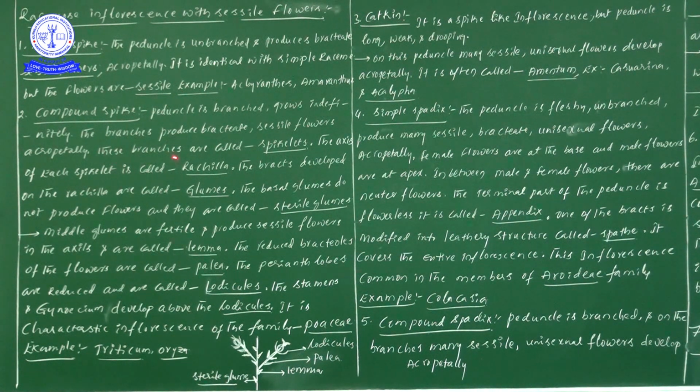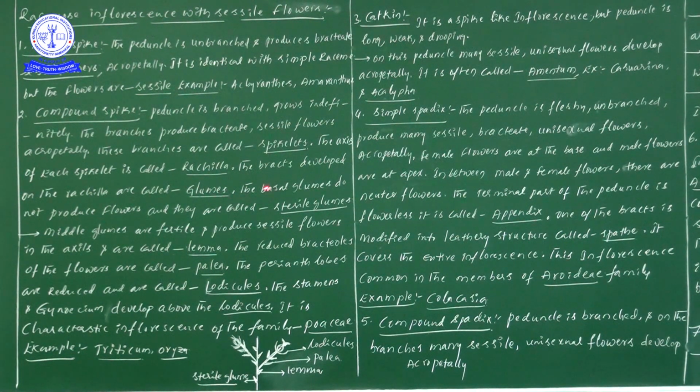Now these branches are known as what? A branched spike means the peduncle is branched. All these branches we call spikelets. The axis of each spikelet is known as rachilla. Next, the bracts developed on the rachilla are known as glumes.